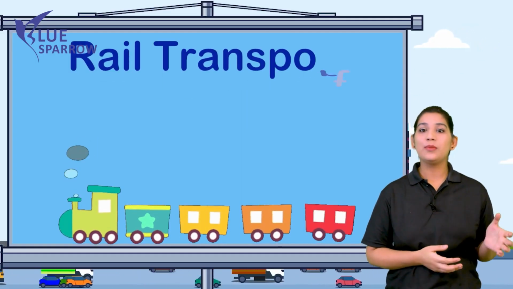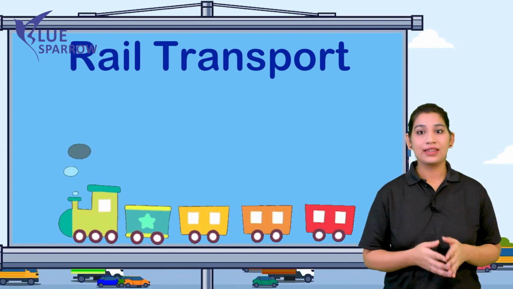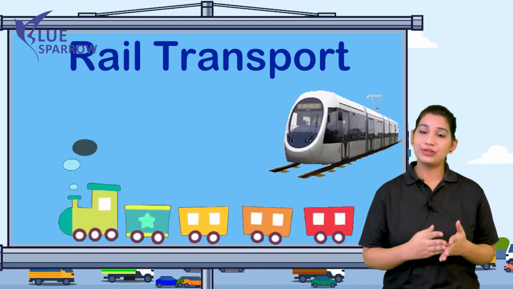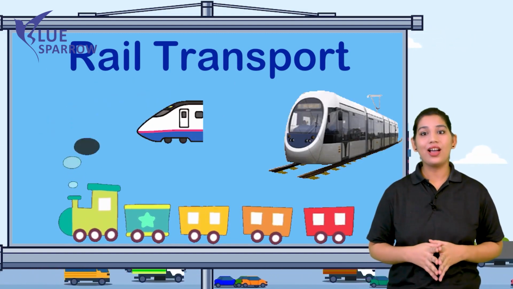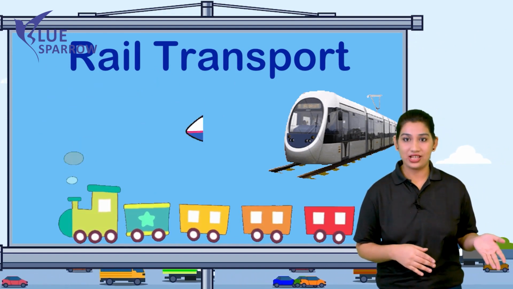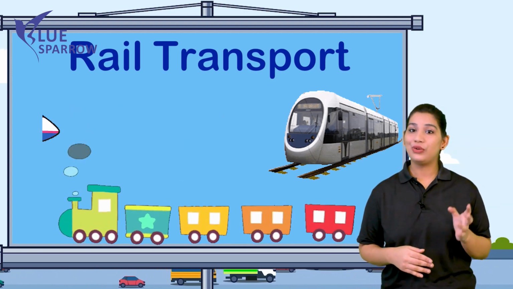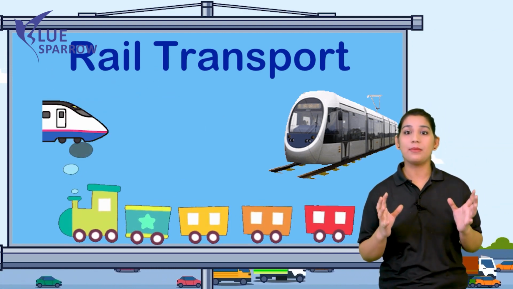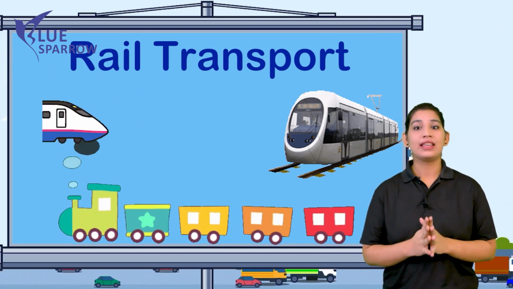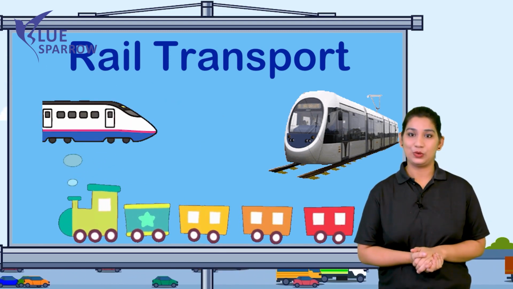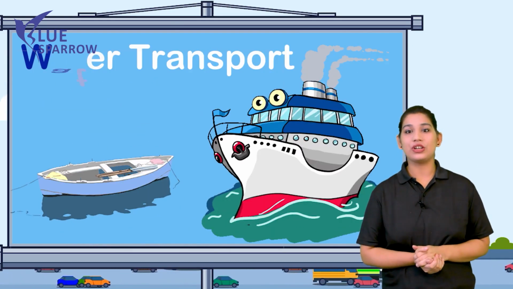The next is rail transport. They move on rails. Trains, metros, bullet trains, etc. are kinds of rail transport. They do not move on road. They move on rails. Railway tracks are maintained for these. They are rail transport.